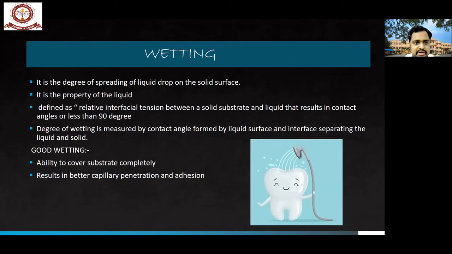Wetting is the property of a liquid, and the degree of wetting is measured by the contact angle, which I will explain in the next slide. Contact angle is formed by the liquid surface and the interface separating the liquid and solid. If there is good wetting, the liquid should be able to cover the substrate completely, which results in better capillary penetration and adhesion.